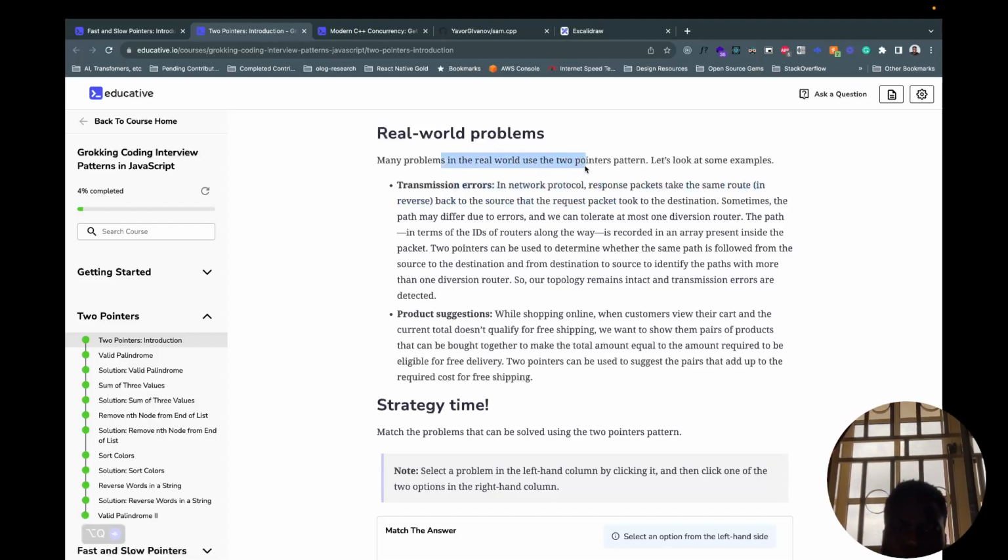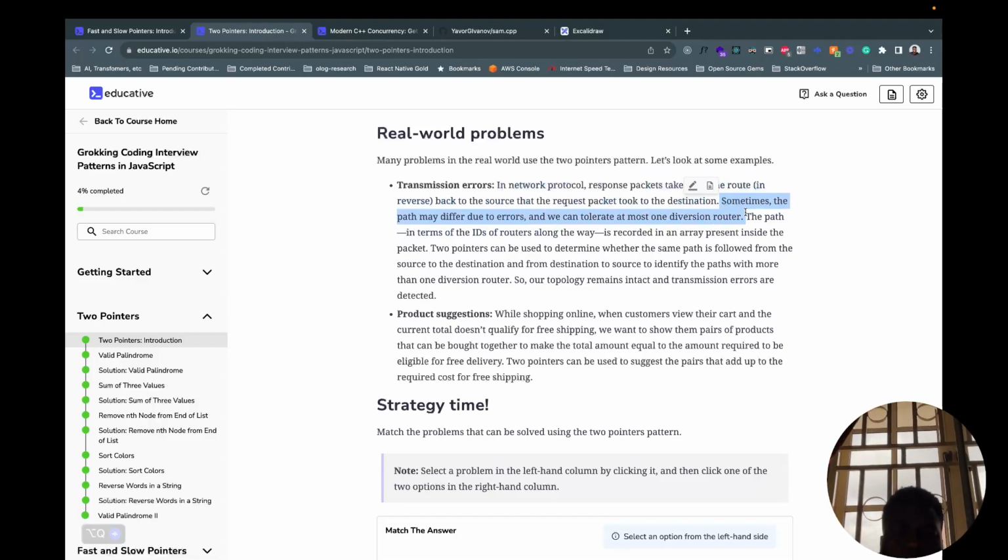Many problems in the real world use the two-pointer pattern. In a network protocol, response packets take the same route in reverse back to the source that the request packet took to the destination. Sometimes the path may differ due to errors, and we can tolerate at most one diversion, at most one change. Similar to the valid palindrome question I did. The path, in terms of IDs of routers along the way, is recorded.